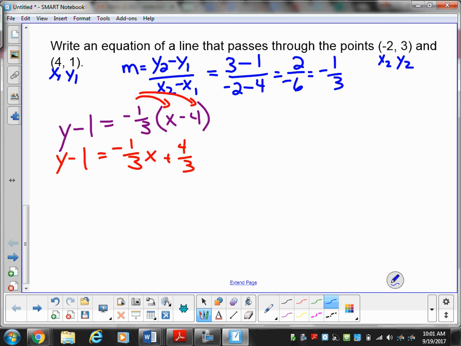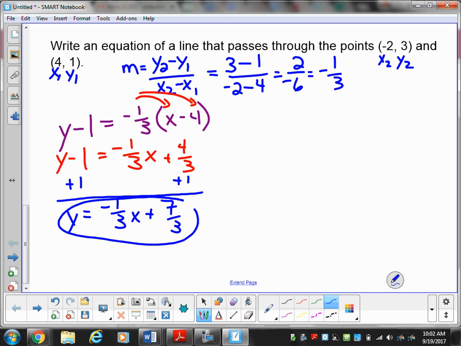So distributing the negative 1/3 and then adding the 1. And to get the 7, I rewrote 1 as 3 over 3 and added the 4/3 and the 3/3. And there is my equation. So that is point slope form.